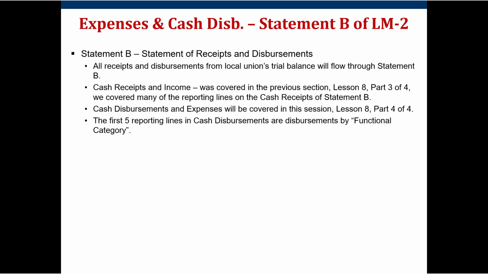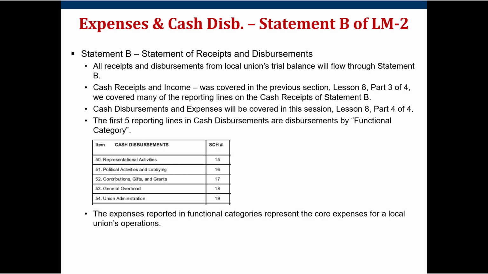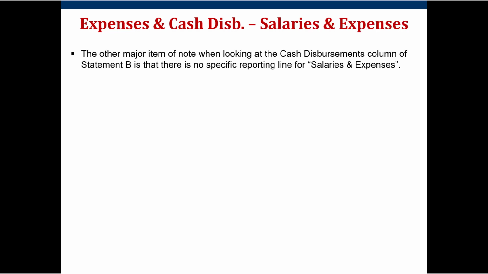The first 5 reporting lines of the cash disbursement side are disbursements by functional category from lines 50 through 54. The expenses reported in the functional categories represent the core expenses of a local union's operations. The other major item of note when looking at the cash disbursements column is that there is no specific reporting line for salaries and expenses.